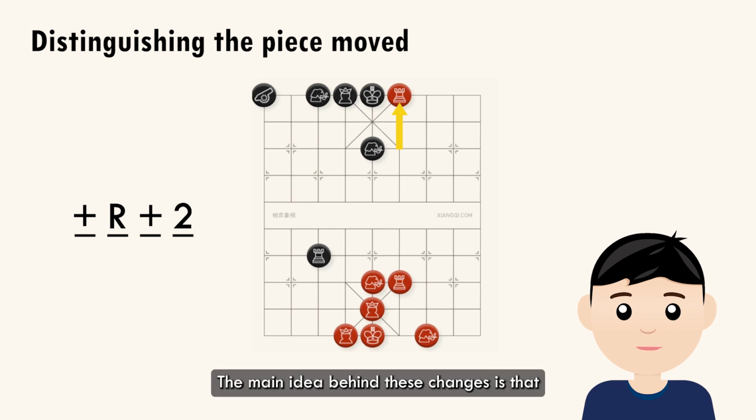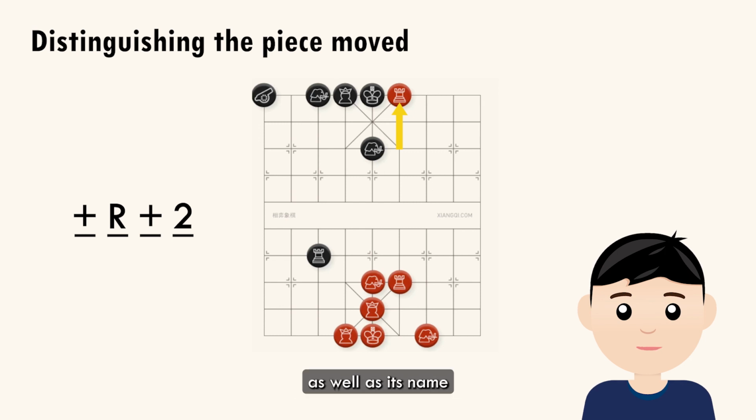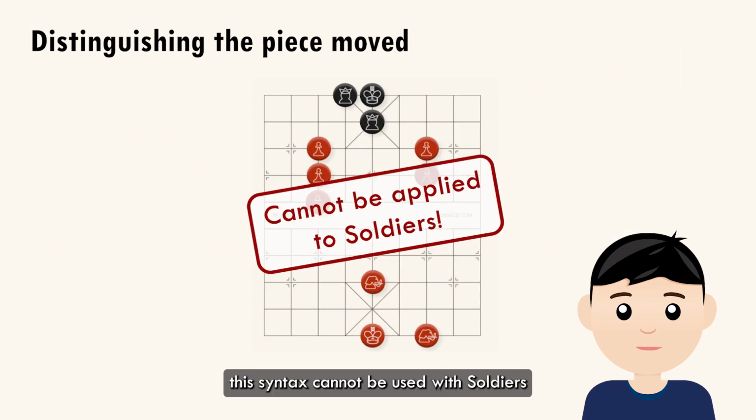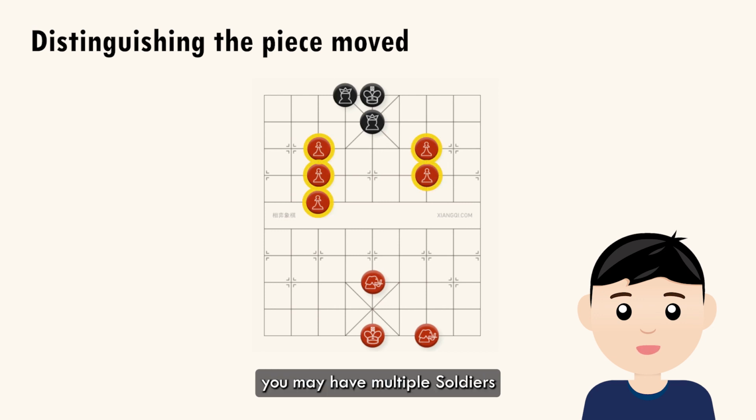The main idea behind these changes is that we know both pieces are on the same column, so there is no need to tell which column it was on. Instead, we only need to know whether it is at the front or at the rear, as well as its name. However, this syntax cannot be used with soldiers. On rare occasions, you may have multiple soldiers on 2 different columns. In this case, using the plus sign or minus sign alone would not be sufficient, because there could be more than 2 soldiers on that column. In this example, how are we going to record the move?